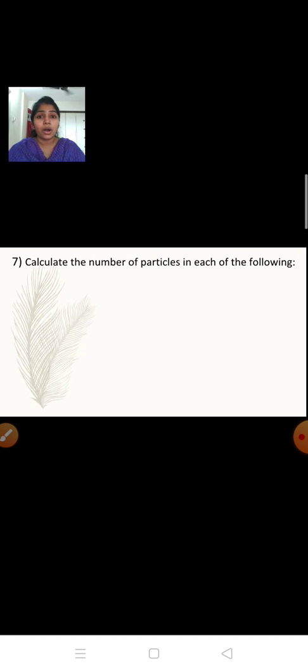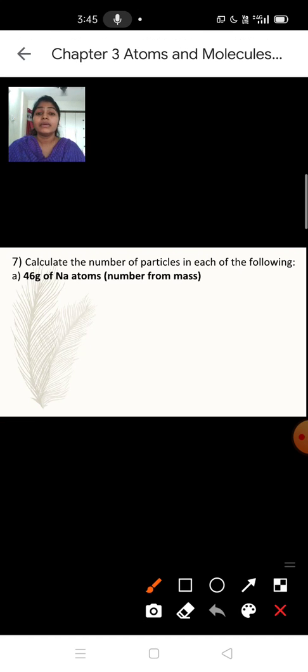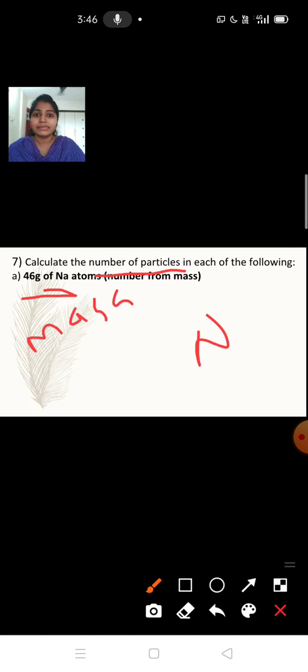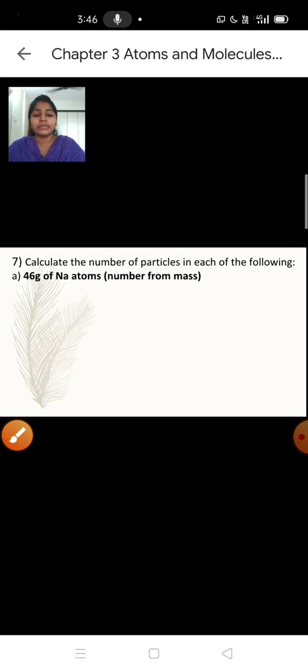Calculate the number of particles in each of the following. First one is 46 gram of sodium atom. Okay, so what we have to find out? Number of particles. Now number of particles means what? Capital N. And what is given? 46 gram of sodium is given. So this is what? This is mass, right? So mass is given. From mass we have to calculate the number of particles. So let's see how to do this.